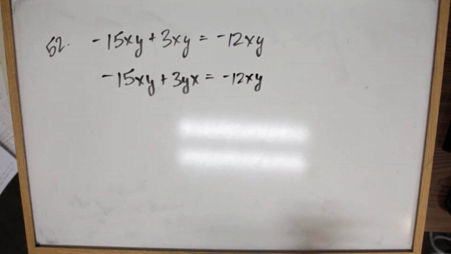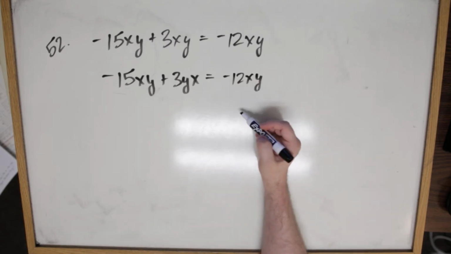If you do x times y or y times x, normally what we do is we put them in order alphabetically. So x comes before y, which is why we usually write it like this.